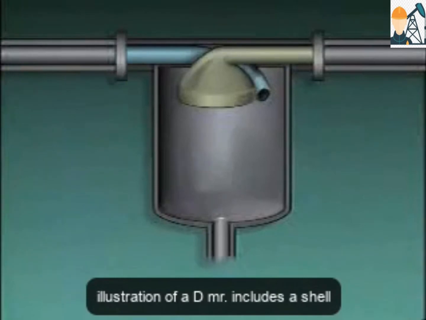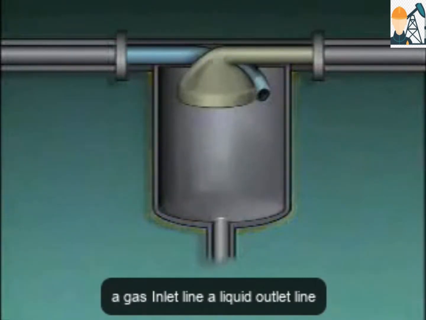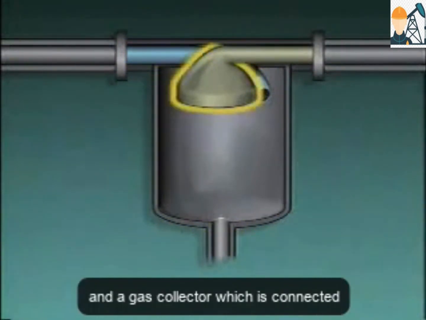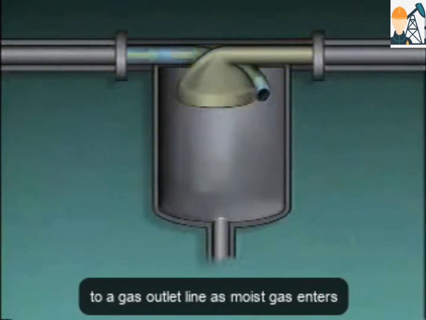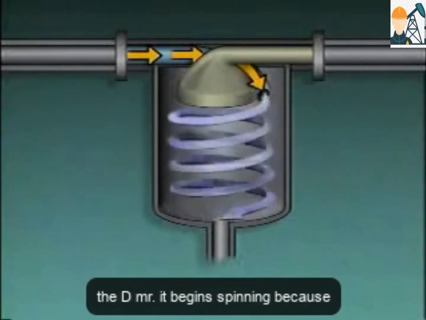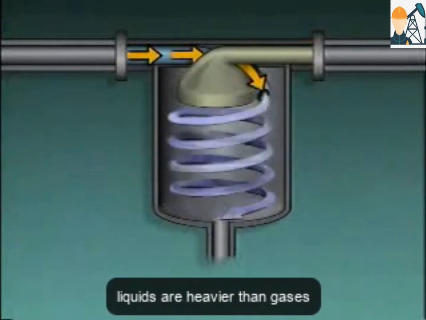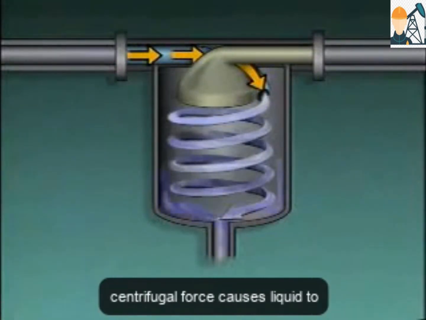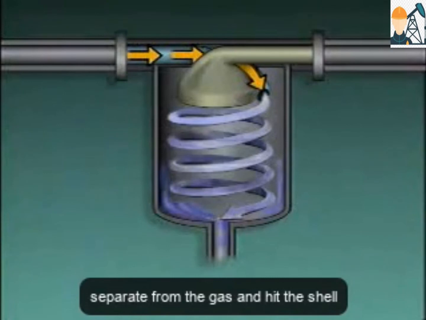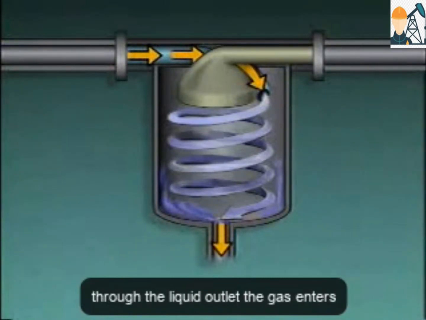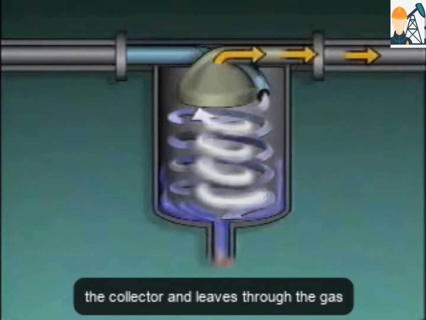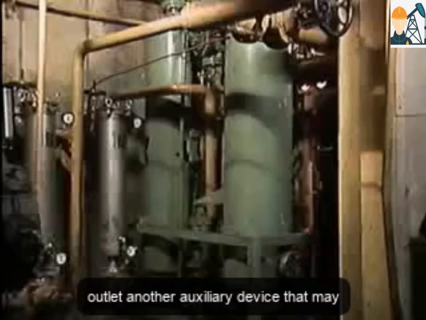This illustration of a demister includes a shell, a gas inlet line, a liquid outlet line, and a gas collector, which is connected to a gas outlet line. As moist gas enters the demister, it begins spinning. Because liquids are heavier than gases, centrifugal force causes liquid to separate from the gas and hit the shell. The liquid runs down the shell and out through the liquid outlet. The gas enters the collector and leaves through the gas outlet.